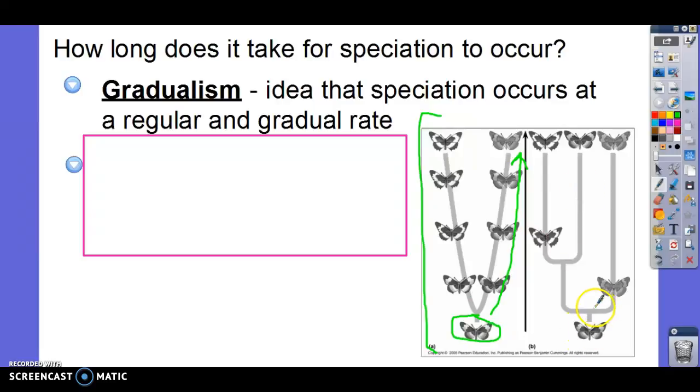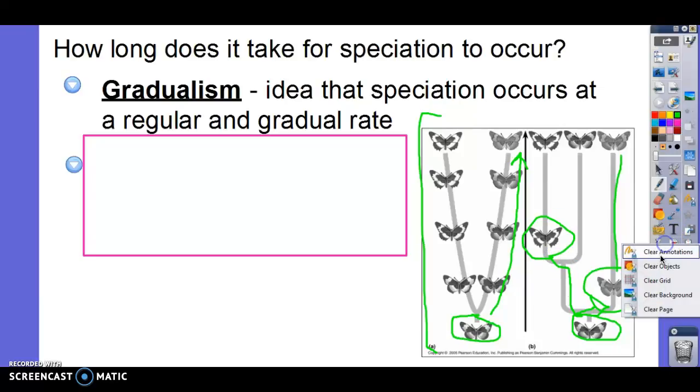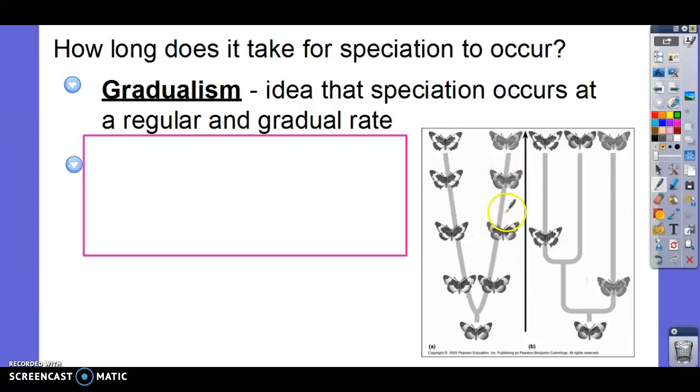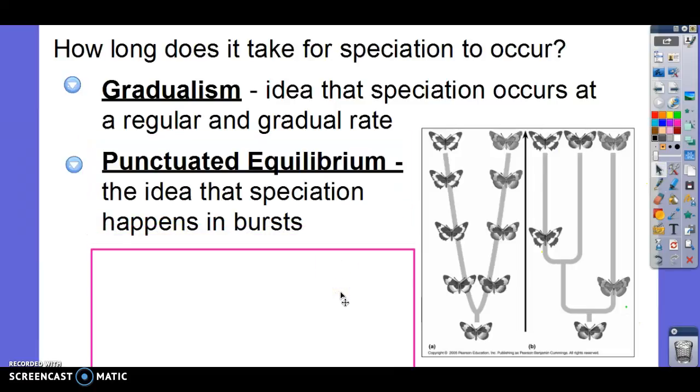Now the other idea is over here, where we have our common ancestor, and one species just changes automatically. It has a lot of changes that happen right then and there, and then it doesn't really change, okay? And then this one doesn't really change for a while, but then all of a sudden it changes. So the difference here is how our changes accumulate. In the first idea, the changes happen gradually. Here the changes happen in bursts. Sorry about that. So this idea is punctuated equilibrium, the idea that speciation happens in bursts. Okay, so punctuated equilibrium.